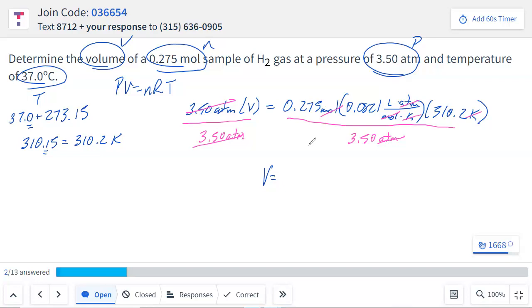0.275 multiplied by 0.0821 multiplied by 310.2 divided by 3.50, to three significant figures because I've got 3 here, here, and here, but 4 there. It's going to be 2.00 liters.